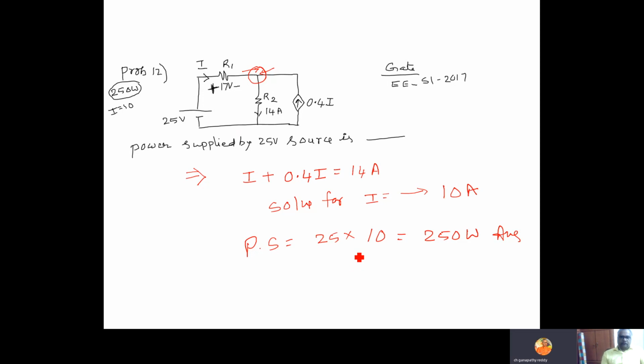How power is supplied, absorbed, dissipated, consumed, and so on: any problem like this. I solved almost 12 problems. Sign convention is important. Apply it and solve. Thank you.